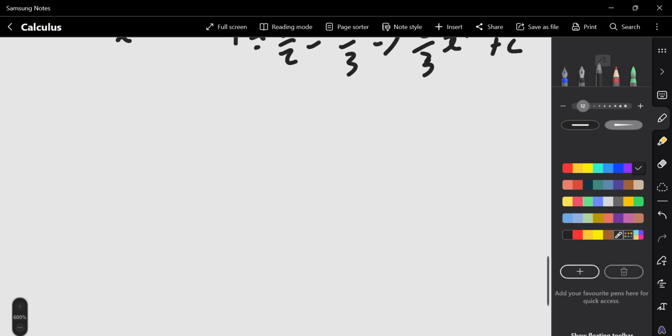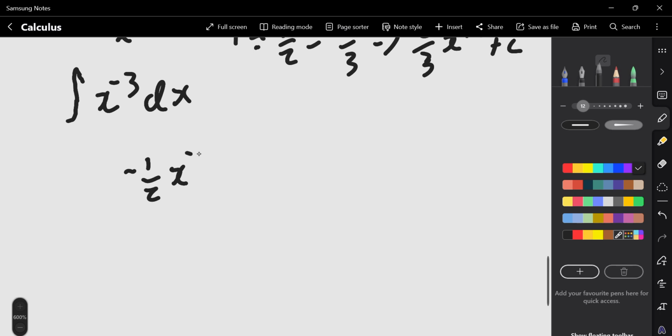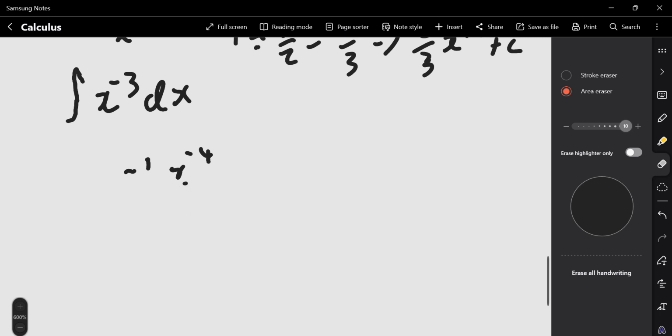Let's do one more here. Let's do the integral of x to the minus 3. Add 1 to the power, divide through by the new power, you're going to get minus 1/2 x to the minus 4. Sorry, what am I doing? It's a quarter. Wait, no, it's not.